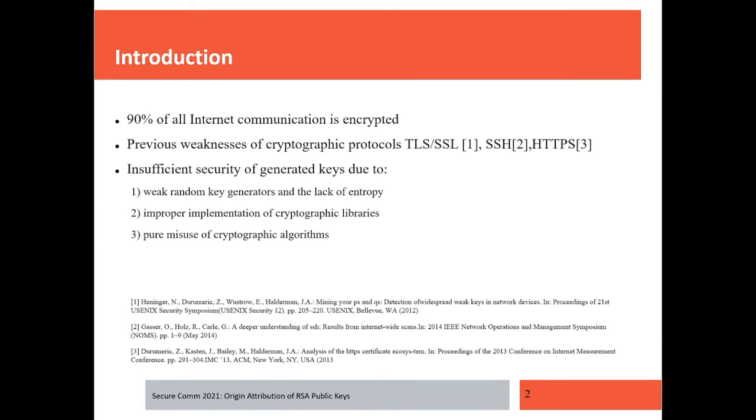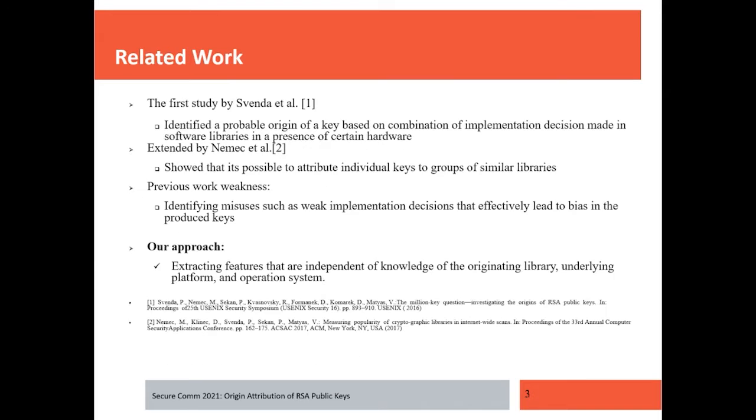Secure communication on the internet is becoming a norm. Nowadays, nearly 90% of internet communication is encrypted. However, several studies pointed out weaknesses of cryptographic protocols like TLS, SSL, SSH, and HTTPS. The majority of these studies investigated insufficient security of generated keys as a main reason of the problem. These problems are due to weak random key generators and the lack of entropy, improper implementation of cryptographic libraries, and pure misuse of cryptographic algorithms.